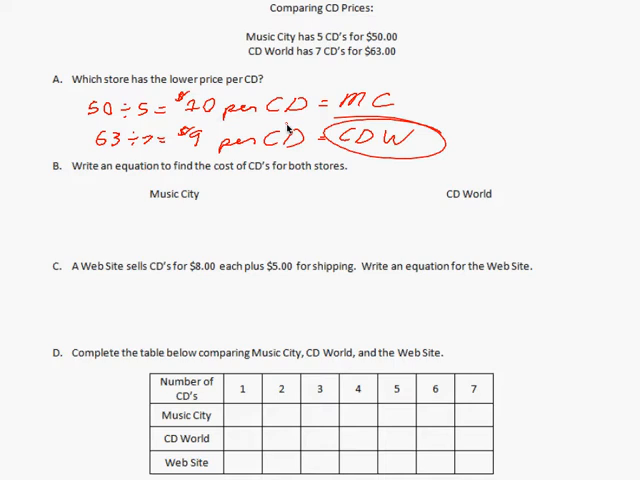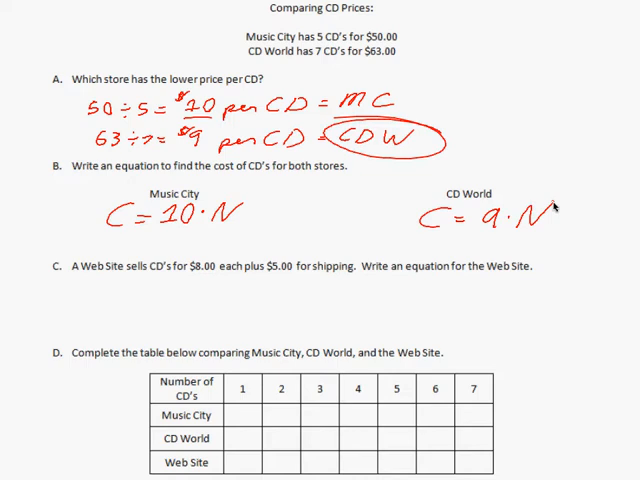So cost equals, because the equation is going to find the cost. So Music City is $10 per number of CDs. CD World is $9 per number of CDs. That's it. C equals 10 times N, C equals 9 times N.